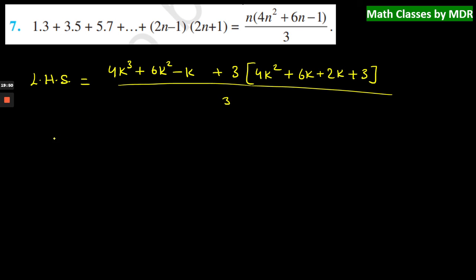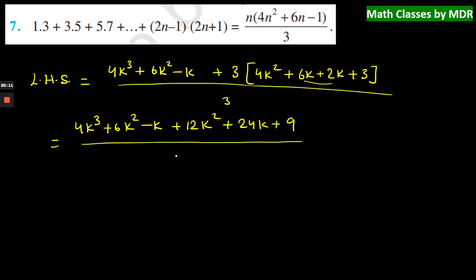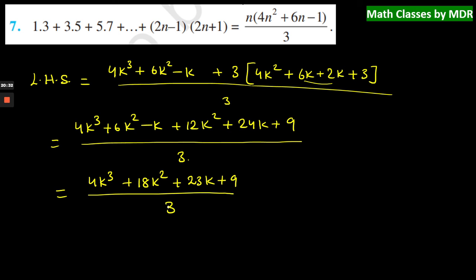So now let us simplify it again. So 4k cube plus 6k square minus k plus 3 into 4k square is 12k square, plus 3 into 6k plus 2k, I can take, so that this is 8k, so 3 into 8 is 24k plus 9, upon 3, right? So now we have to simplify it. 4k cube plus 6k square plus 12k square, this is plus 18k square, minus k plus 24k, this is 23k plus 9 by 3. That is what we have.